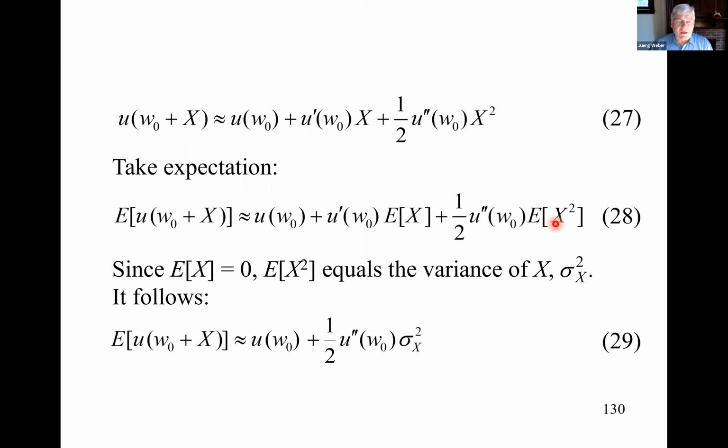And now we have assumed that the expected loss is 0. So obviously we get a 0 here, and this entire middle term drops out. And then because the expected loss is 0, E[X squared] is actually equal to the variance. E[X squared] just becomes the variance because the expected loss will be 0.